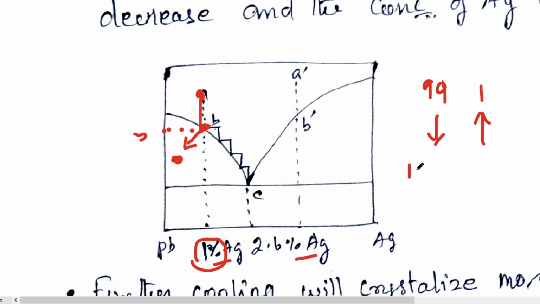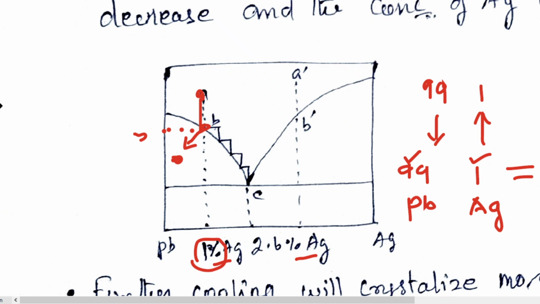Let me take 99 gram of lead. I am taking 99 gram of lead and 1 gram of silver. Now, since the total is 100, I am saying this is 99% and this is 1%. 99 gram becomes 99%. 1 gram becomes 1% because the total is 100.